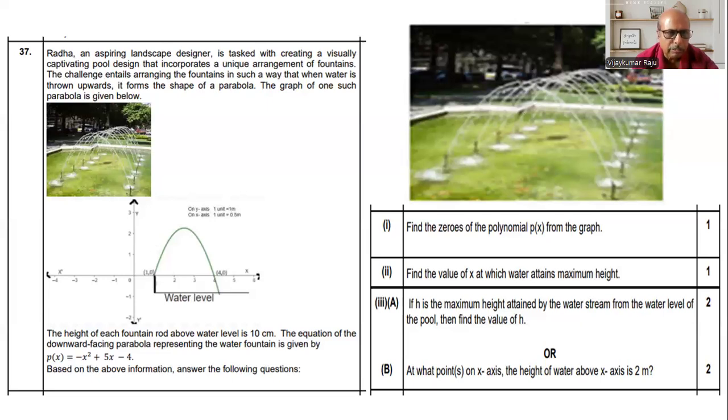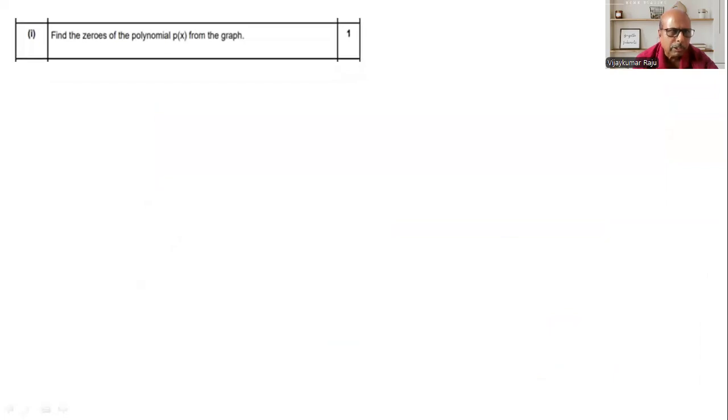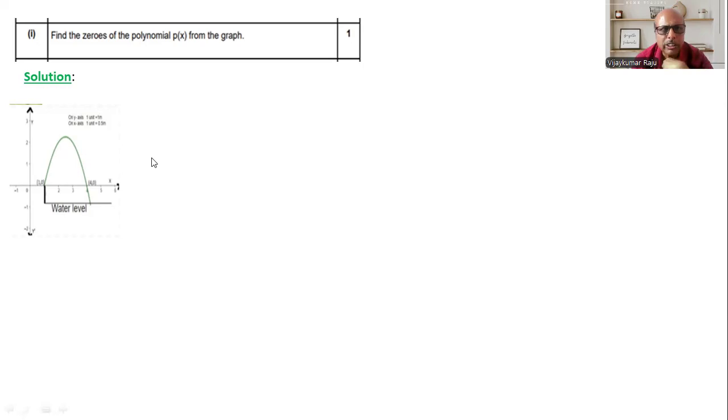Now let's go to the question, first bit of the question. What is the first bit? Find the zero of the polynomial P(x) from the graph. From the graph, we have to find the zero of the polynomial. Okay, now see this. Let's draw the graph first. This is a graph here. Now you have to find the zero of this graph. That is the zero of the polynomial. Now, it's a one mark question.